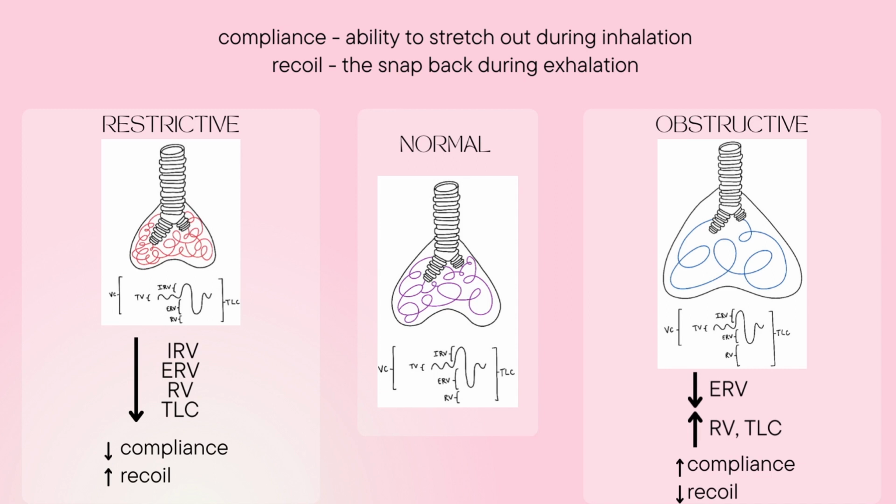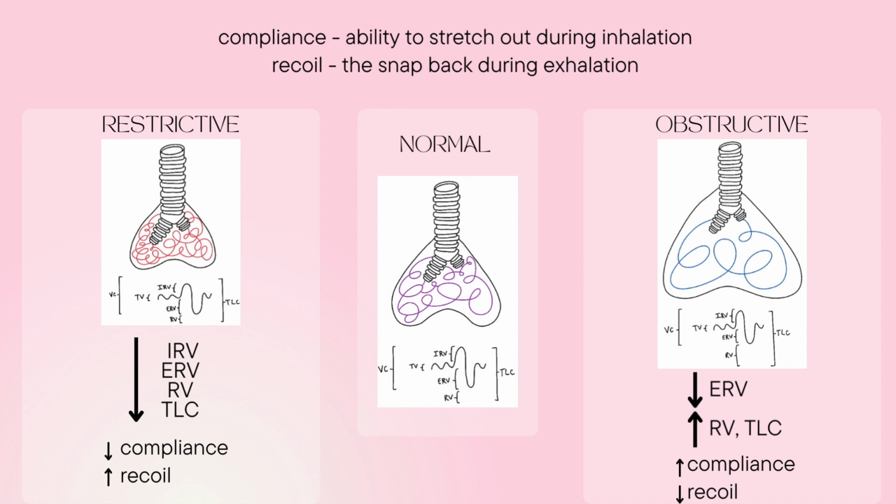These pictures show recoil based on the amount of color inside the lungs. In the restrictive picture, you can see the excessive amount of color, as the restrictive disorders have increased recoil. It has a stronger snap back during exhalation.